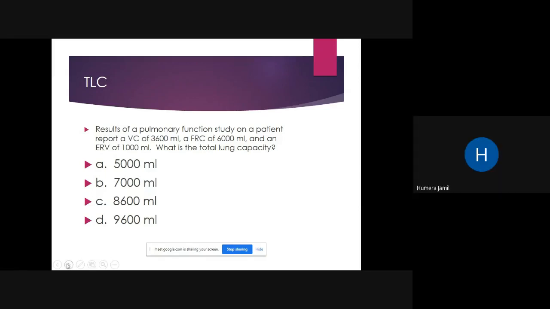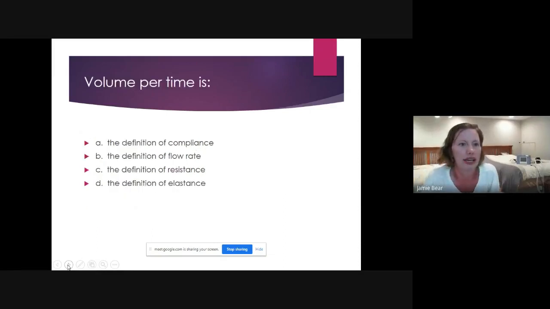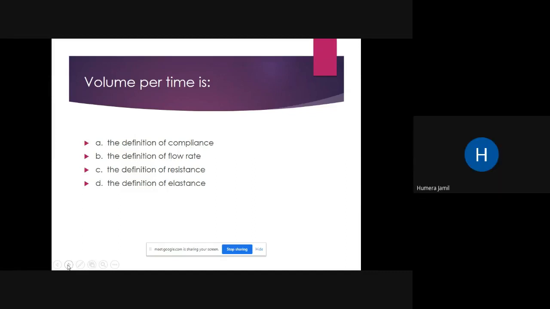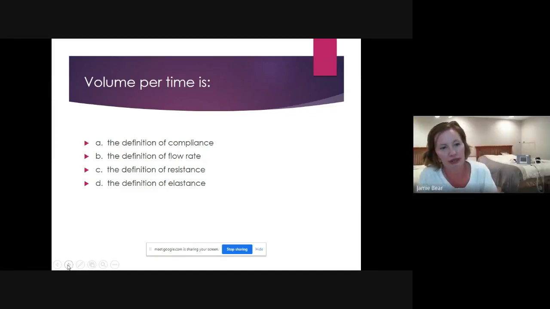Yes. Excellent. Okay, volume per time is the definition of compliance, flow rate, resistance, or elastance. B, flow rate. Good, good.